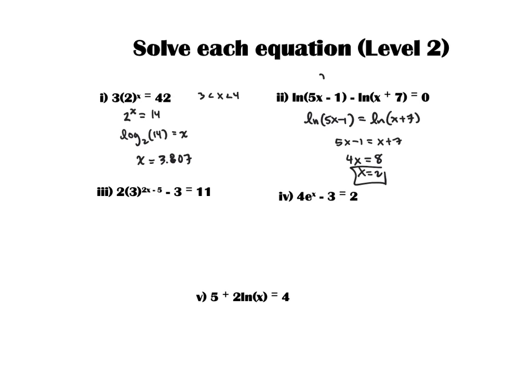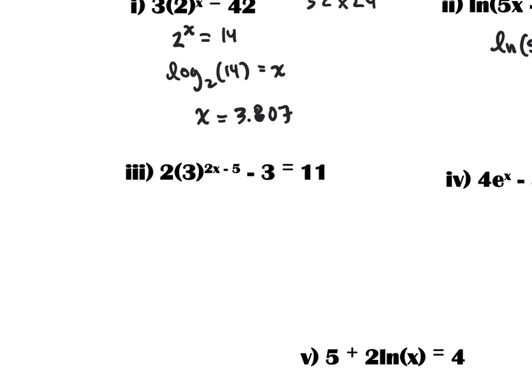Now, I have to check that in both of these and make sure that the solution is a real number, right? So when I evaluate, I get a real number. I get ln of, let's see, that would be 10 minus 1, which is 9, minus ln of 9. Does that equal 0? Yes, it does. It checks. So it satisfies the original equation. You only need to be careful with logs. With exponentials, you should be pretty good.